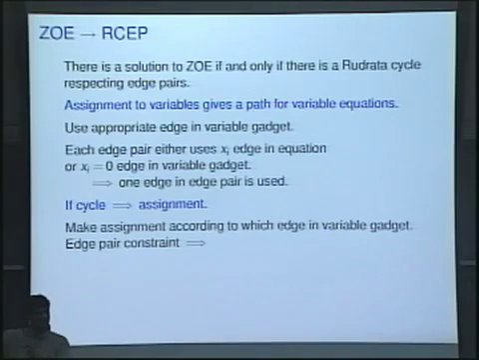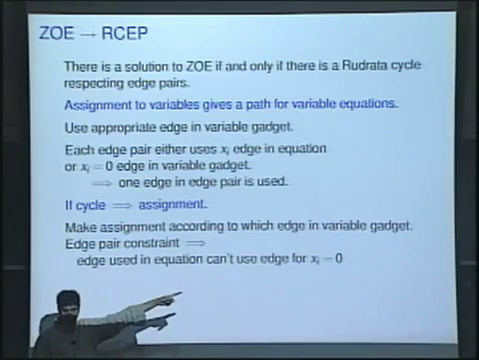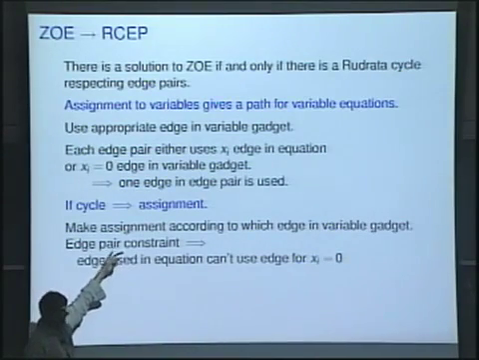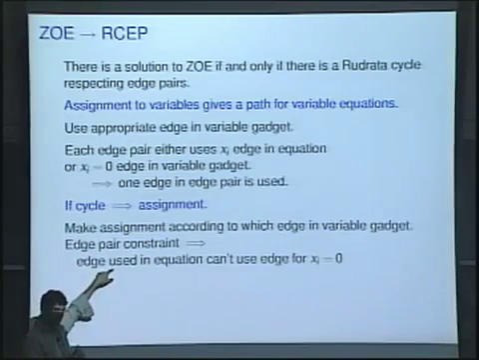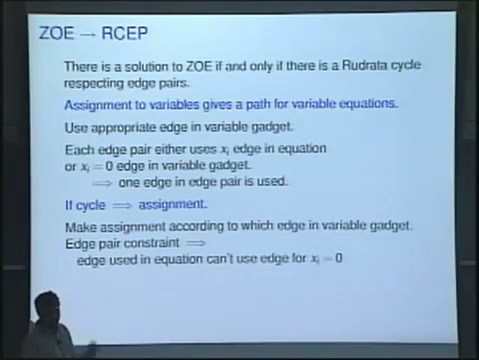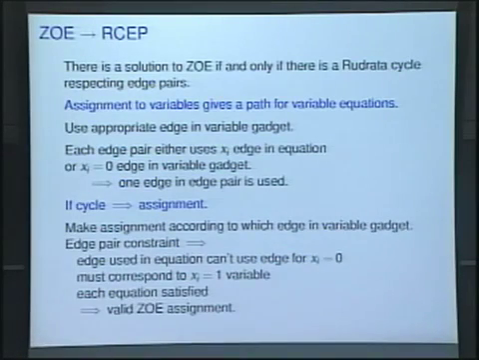It says the value of that variable is influencing what I can do with this equation. That's what the edge pair constraint is doing. So the edge pair constraint basically says the edge used in the equation can't use the edge for xi equals 0. That says the edge used for this equation must be set to 1 by this assignment. Since that variable is set to 1, we know this equation is satisfied. So it's a valid 0-1 equality assignment.